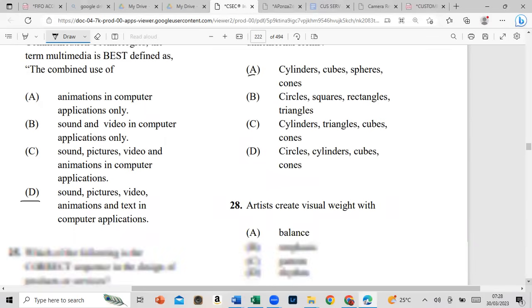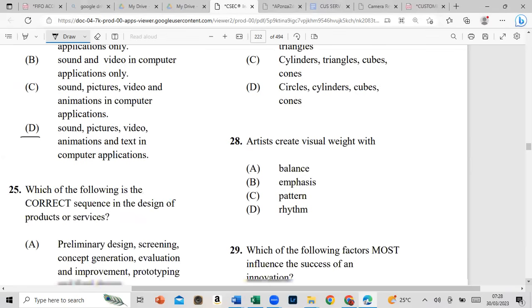Embrace the maths. Alright, let's go. Artists create visual weight with A, balance, B, emphasis, C, pattern, or D, rhythm. Which is it for 28, guys? Let's go, let's go. And that will be pattern.